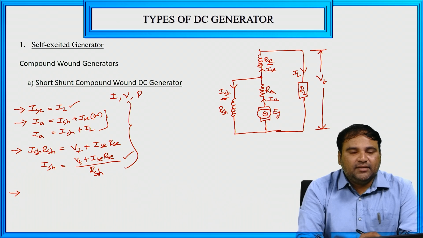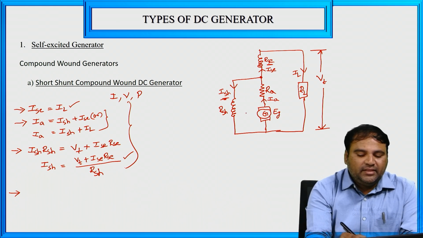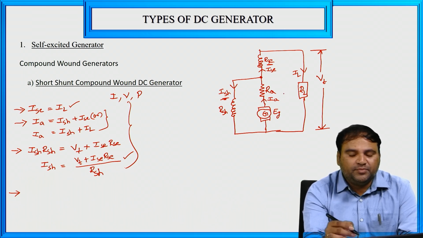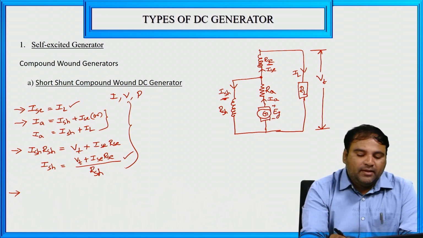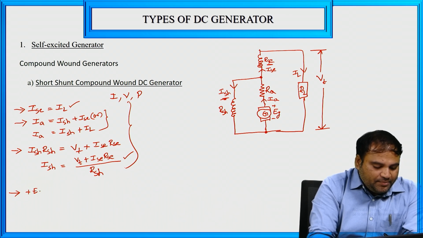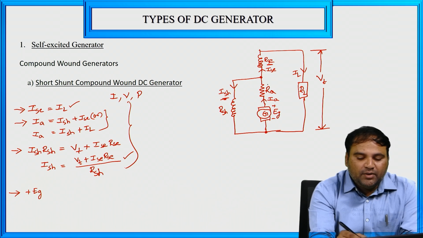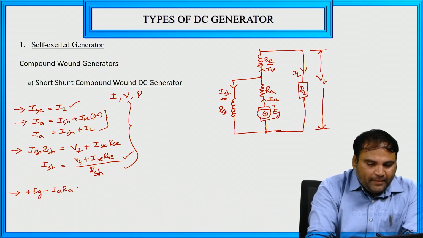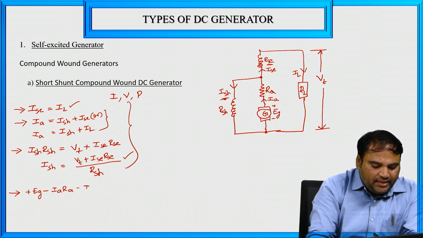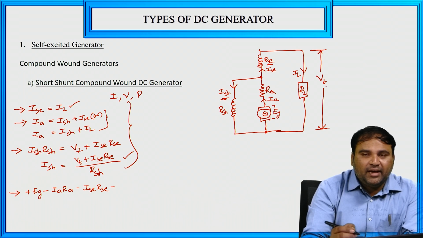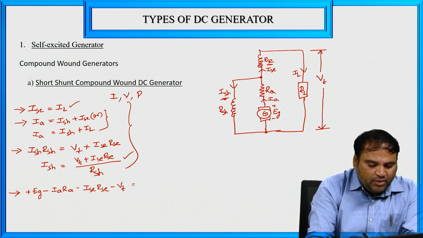For the voltage relation we have to apply KVL in this first loop or this second loop. Obviously the load is this side, so we need to apply KVL in this second loop. Here is plus and here is minus. I am starting from this point, so when starting from this point, always we need to take the second polarity. So plus EG, and voltage drop across this armature resistance, minus IARA, minus here ISC RSC, minus voltage drop across this load, which is VT or ILRL. So minus VT equal to 0.